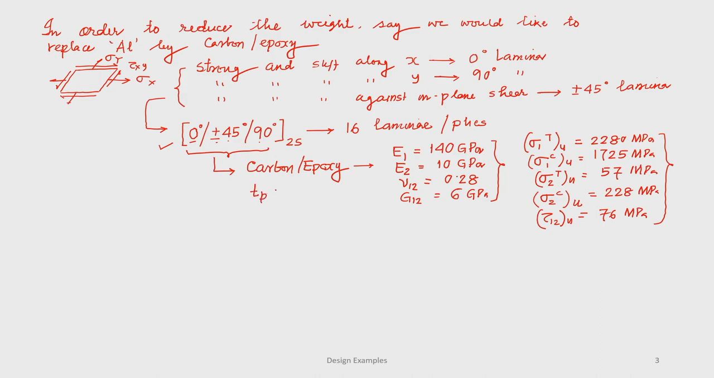of each ply is 0.25 mm. That means, what is the total laminate thickness? How many layers are there? Total 16 lamina. Therefore, it is 16 into 0.25, so it is 4 mm. Now, suppose we decide to replace aluminum by means of this 4 mm thick laminate, and then we would like to see whether this is safe, and if it is safe, whether it is within the desired factor of safety of 1.3 or not.